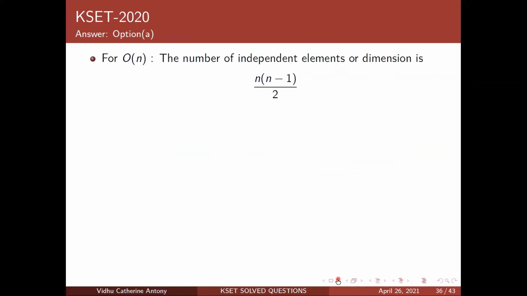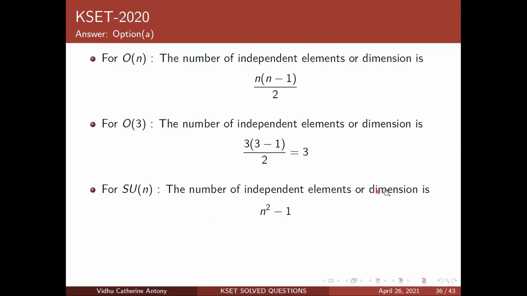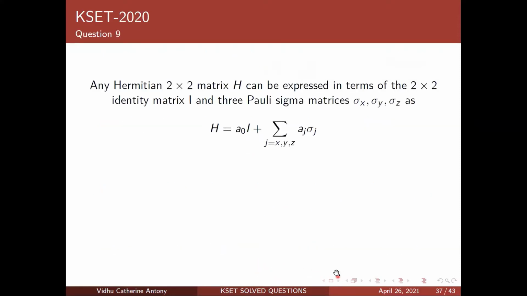Okay, so this is just to summarize this whole thing. The number of independent elements or dimensions or generators is, for the ON, n into n minus 1 divided by 2. For the O3, it is 3 into 3 minus 1 divided by 2, which is 3. And for the SUN group, the number of independent elements or dimensions is n squared minus 1. And you have 2 power 2 minus 1, which is 3.